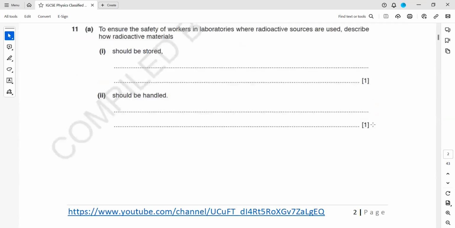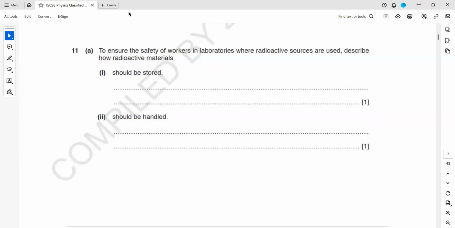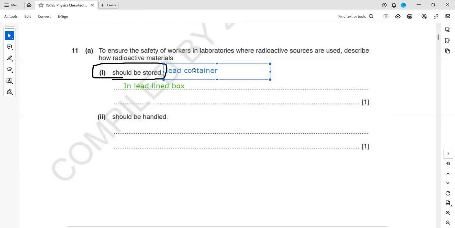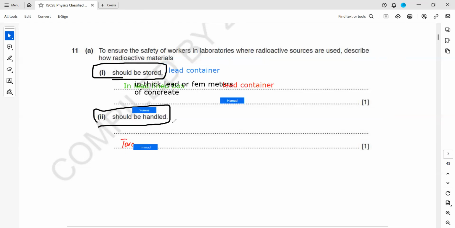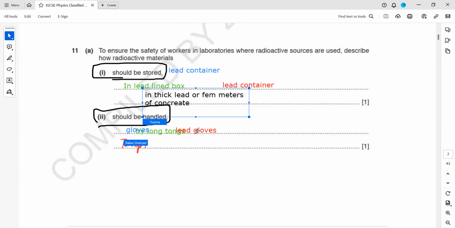We have this page 2. To ensure the safety of the worker in the lab when a radioactive source is used, how should the radioactive source be stored? It should be in a lead-lined box. Good. So we should have a lead-lined box or a lead-lined container. And how should it be handled? Lead gloves, long tongs. Tongs are much better. Long tongs should be used.